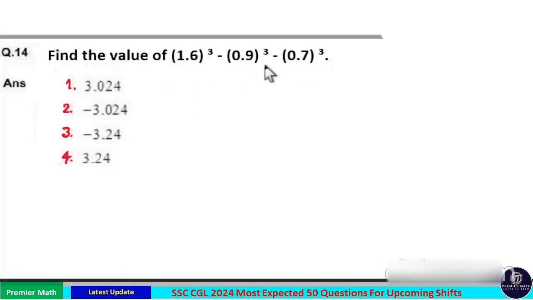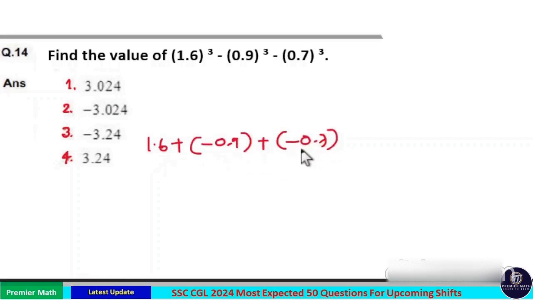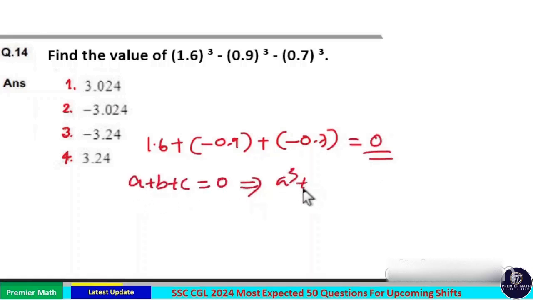This is in the form of a cube plus b cube plus c cube. If you look at this, this is 1.6 plus minus 0.9 plus minus 0.7. 0.9 plus 0.7 is equal to 1.6, so this will become 0. Minus 1.6 plus 1.6 is 0. In that case, here a plus b plus c is 0, which means a cube plus b cube plus c cube is equal to 3abc.